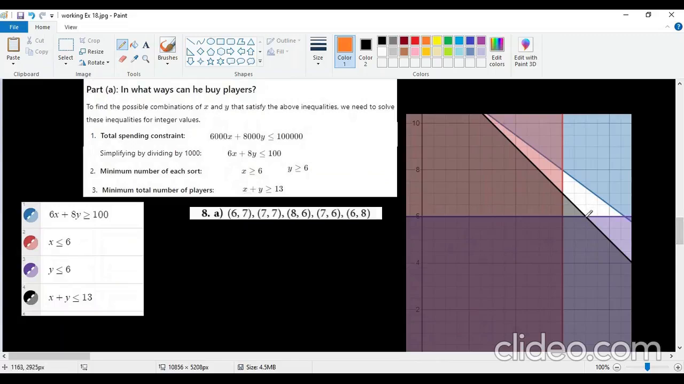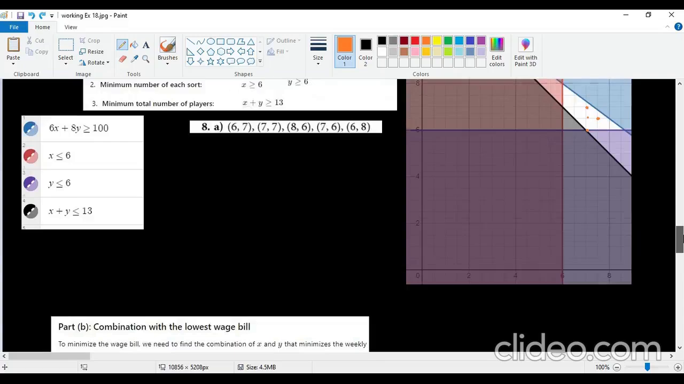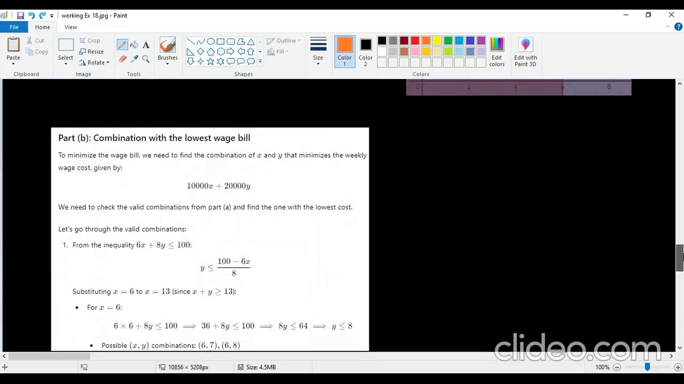Okay, so these are all the possibilities. First one, second one, it says 6, 7. 6 is here and 7 is here. X is 6 and Y is 7. All these are the possibilities he can have for choosing the team. So 1, 2, 3, 4, 5. There are 5 possibilities that he can choose from to have a combination of players.